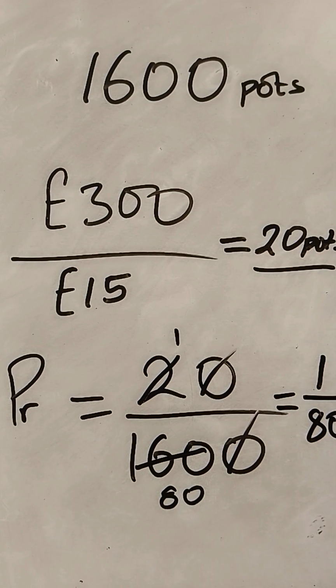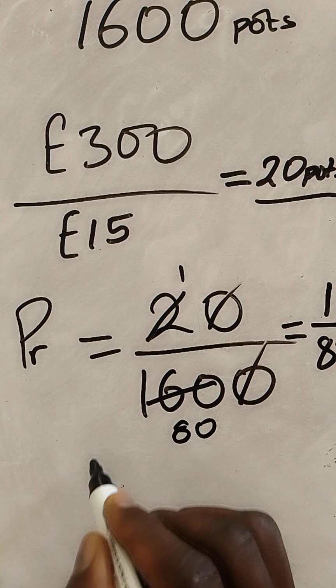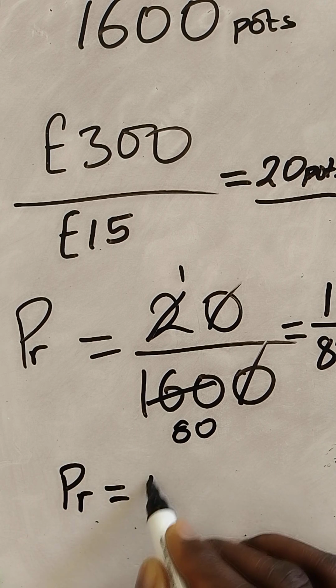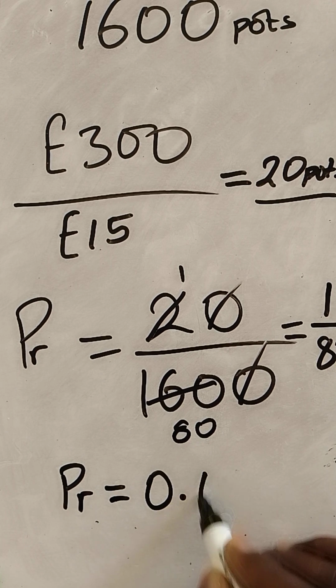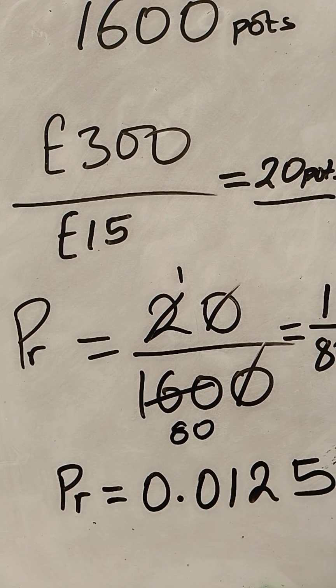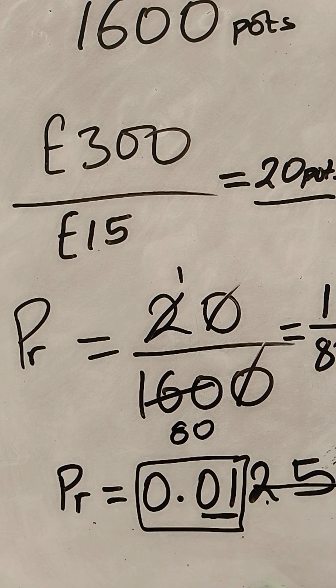Since the question is asking us to write it as a decimal to 2 decimal places, when we divide that, it should be 0.0125. An easy way to get 2 decimal places is just to have 2 digits after the decimal point. Now, when you look at the third digit, it cannot round the 1 up, so we round it down, and our probability is just 0.01.